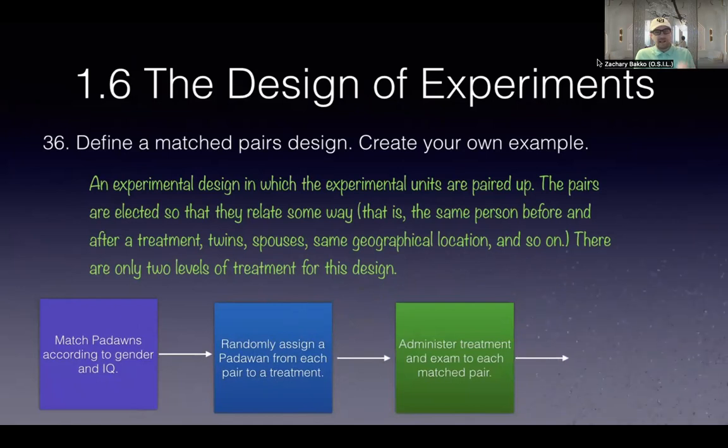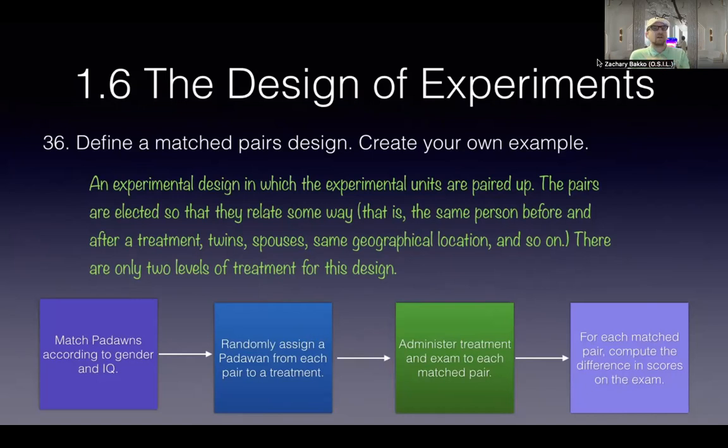And then from there, we're going to take those results and for each matched pair, compute the difference in scores on the exam. You know, group 2, who got 6 hours of sleep, did significantly worse than group 1, who got 8 hours of sleep on an IQ test. Therefore, if you're going to take an IQ test, make sure you get at least 8 hours of sleep for best results.